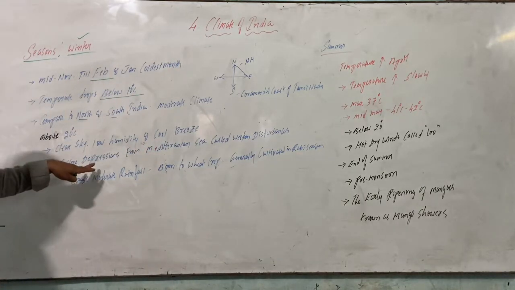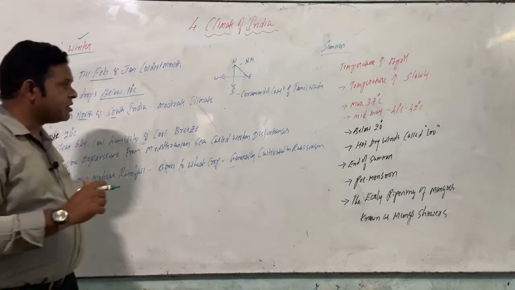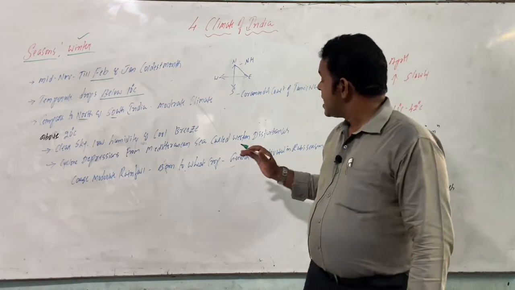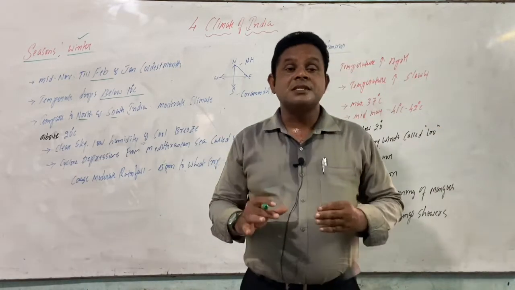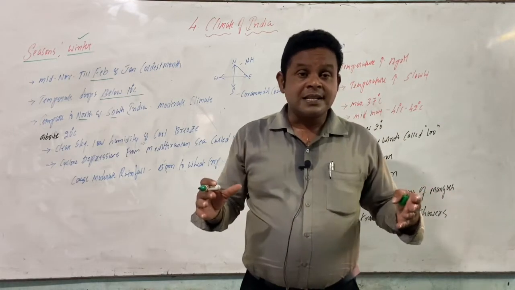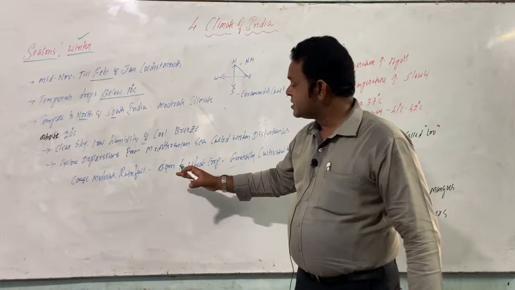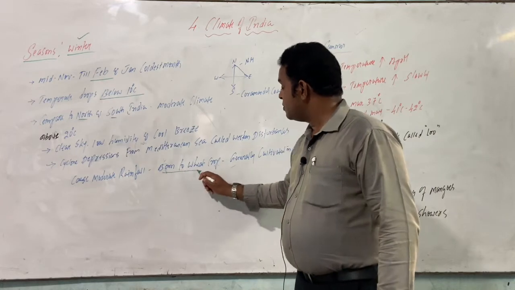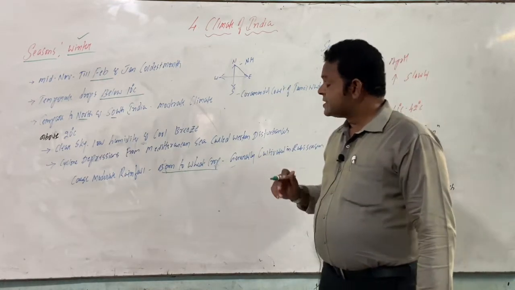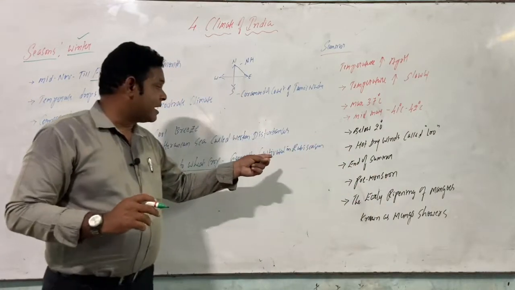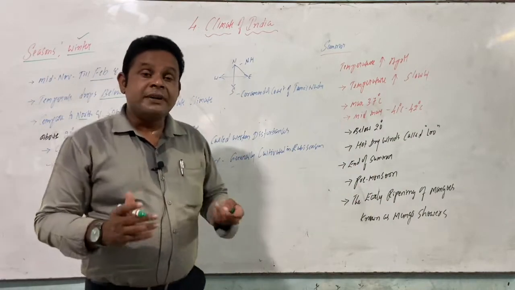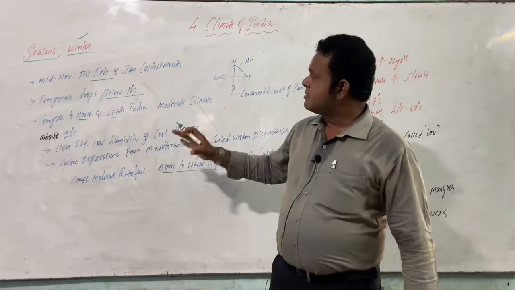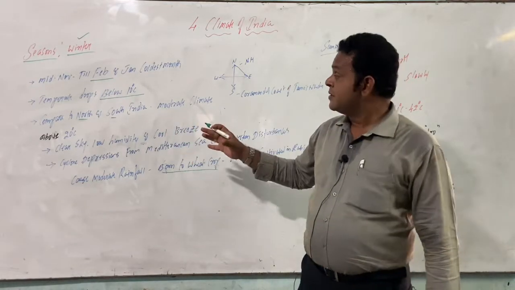Because of cyclonic depressions from the Mediterranean Sea, which we call western disturbances, moderate rainfall, that is, average rainfall, is experienced here. This is a boon to the wheat crop, which is generally cultivated in this season, called the rabi season. So the winter season is also known as the rabi season, and the boon crop is wheat. Such is the impact and importance to be understood.